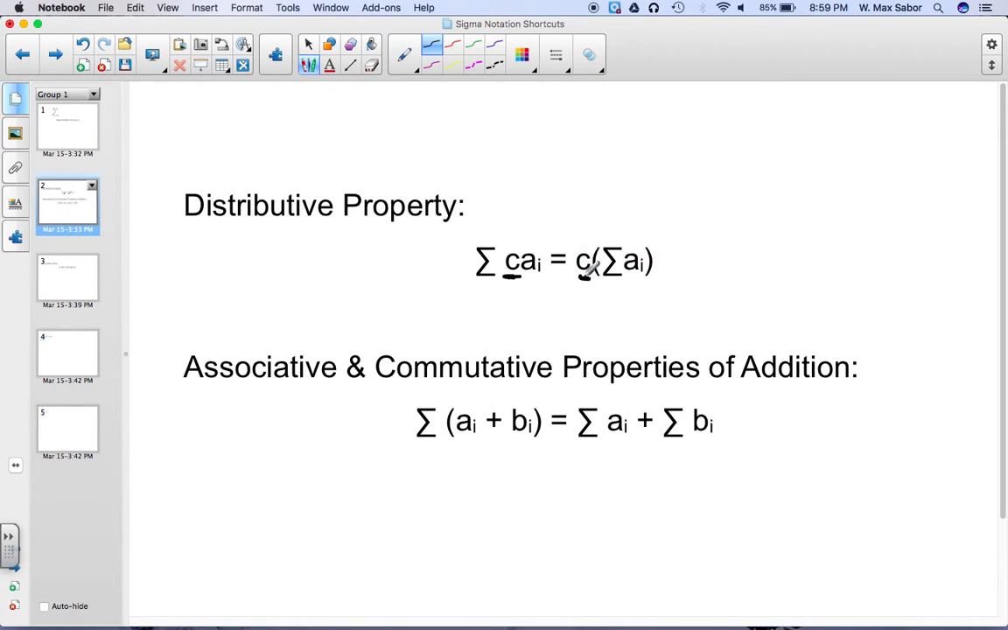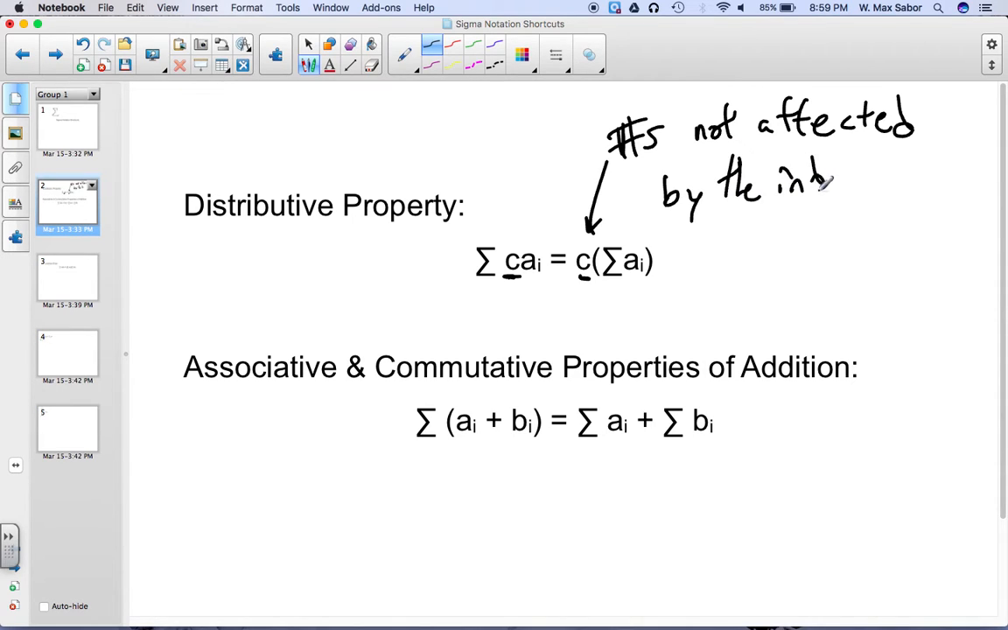So you can factor numbers not affected by the index of summation. You can factor those. It doesn't even have to be a number, it can be any factor. So if x is not what you're summing over, it's possible to factor out an x.